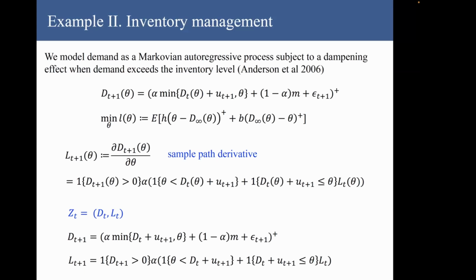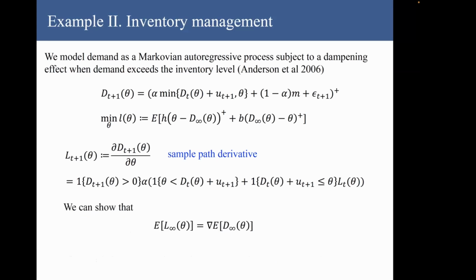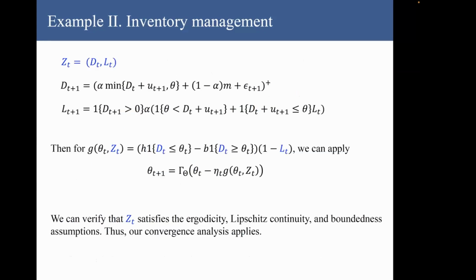So it turns out I can actually show that this gradient process has a well-defined stationary distribution. And if I evaluate the gradient process according to the stationary distribution, it's actually an unbiased estimator of the gradient of the demand. Okay. So what we're going to do now is consider this enlarged Markov chain. And using this enlarged Markov chain, we have this gradient estimator.